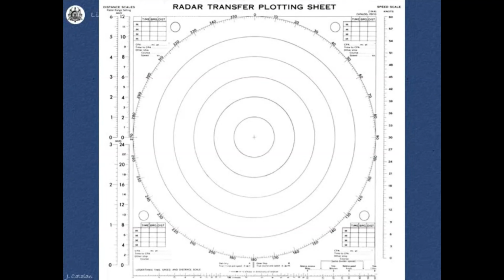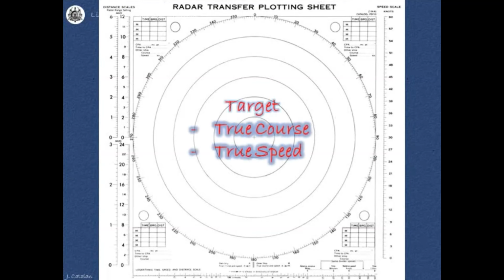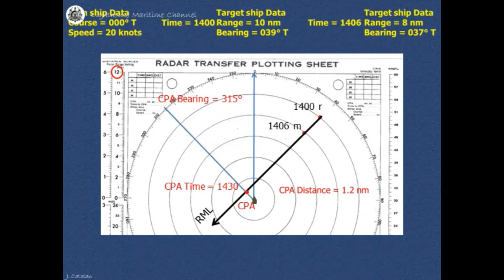Gather all the relevant information, and plot it to the radar transfer plotting sheet, to draw the vector triangle, and to determine the true course of the target and true speed of the target. So, what are we waiting for? Let us now proceed. Disclaimer: measurement in this video content is less accurate compared to the actual use of radar transfer plotting sheet. What is necessary is the methodology.